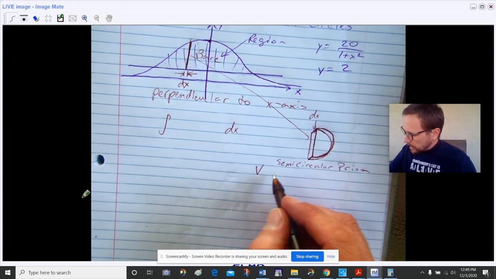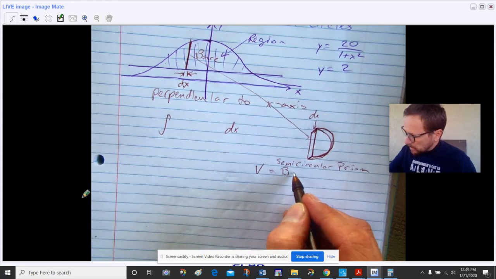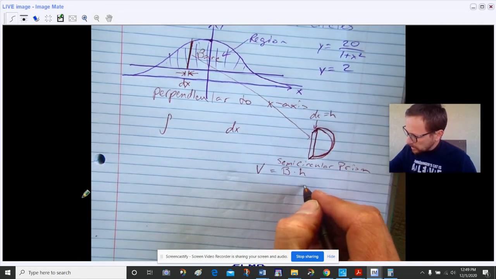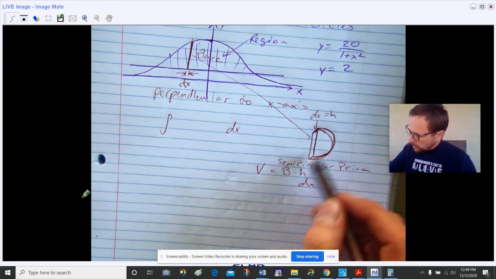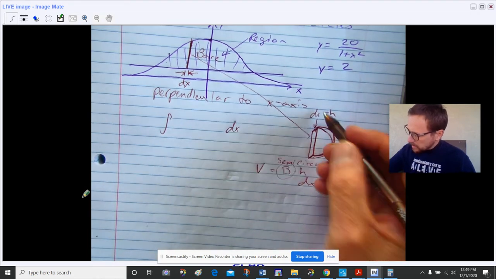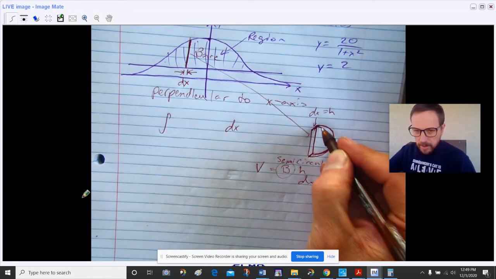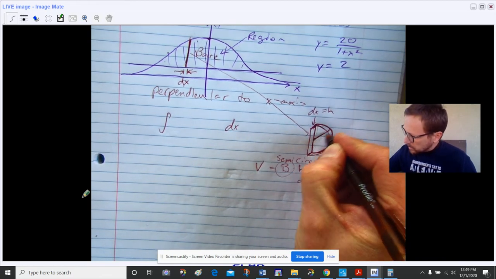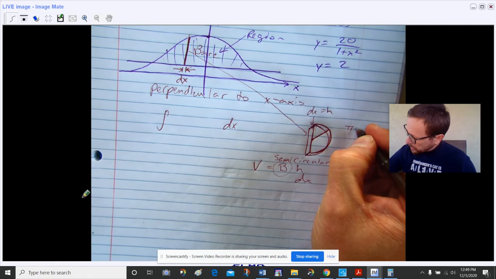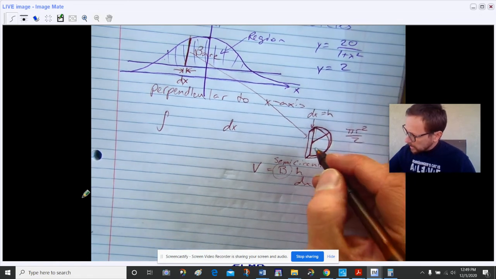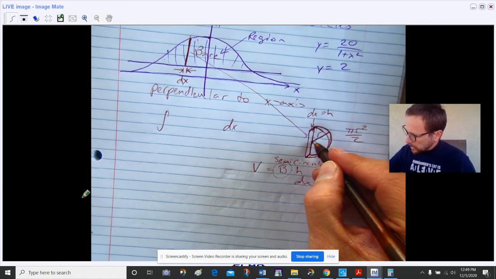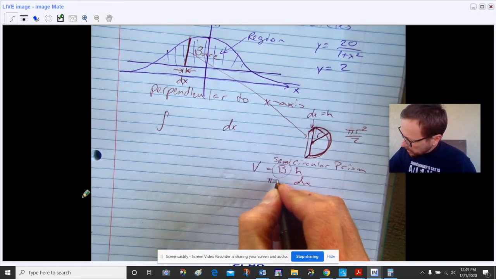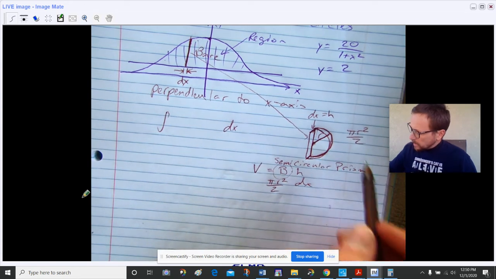So the volume is the area of the base times the height. Well, this right here, our dx, that's our height, so that's dx. Now the area of the base is the area of the semicircle. And how do you find the area of a semicircle? Well, it's going to be pi r squared over 2. Now r goes from the center to the edge. So it's pi r squared over 2.